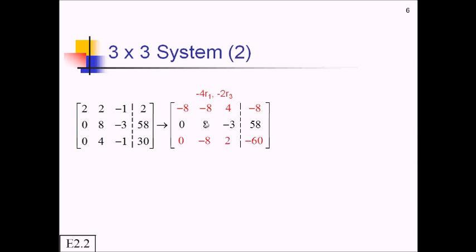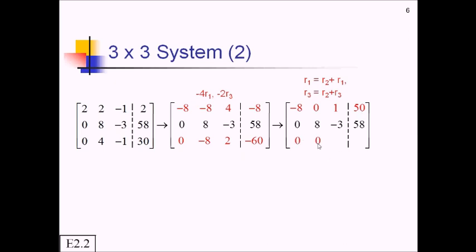Now I'm going to add row 2 to row 1 and put the answer in row 1. Then I'm going to add row 2 to row 3 and put that answer in row 3. So I'll have still negative 8 up here, but now this will be 0, which is what we wanted, and then 1 and 50. Down here, this is still 0, but now this is 0 also, and we've got negative 1 and negative 2. We're getting there. We still need some more zeros now. We now need zeros right here and right here.